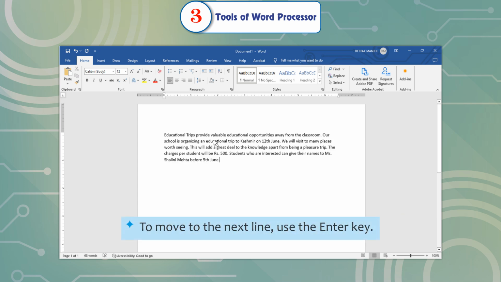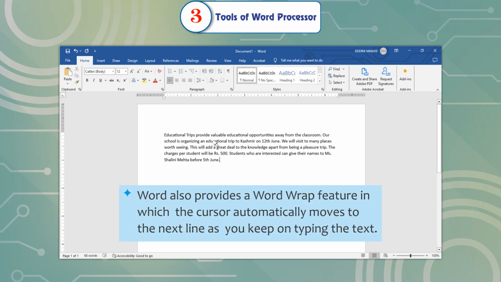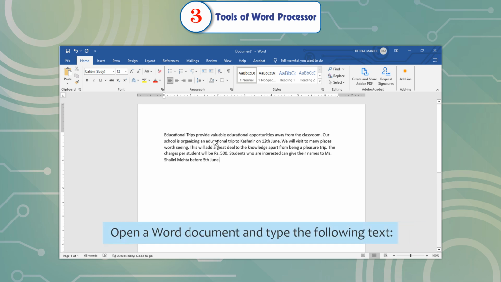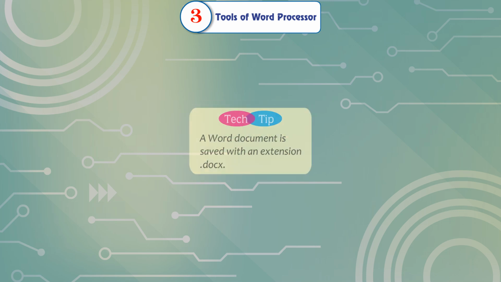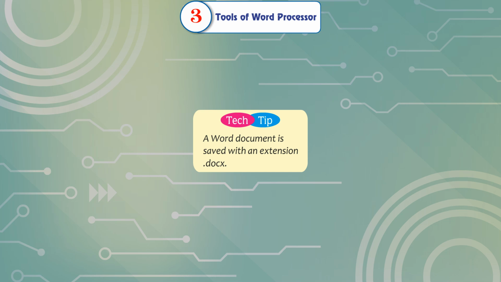To move to the next line, use the Enter key. Word also provides a word wrap feature in which the cursor automatically moves to the next line as you keep on typing the text. Open a Word document and type the following text. Tech tip. To save a new document, go to File menu and press Save as option, or press Ctrl+S shortcut key. Tech tip. A Word document is saved with an extension, Doc.